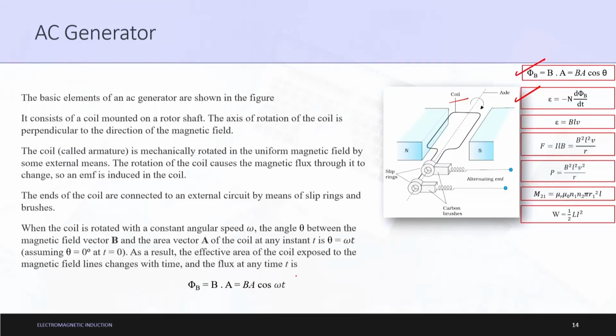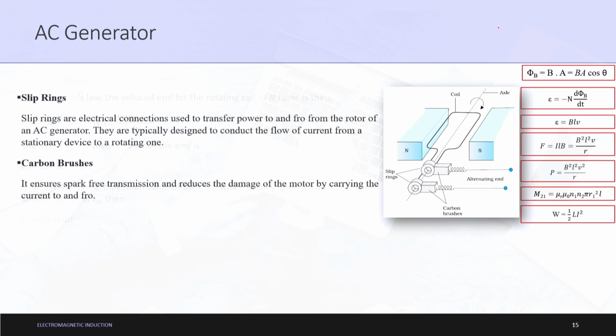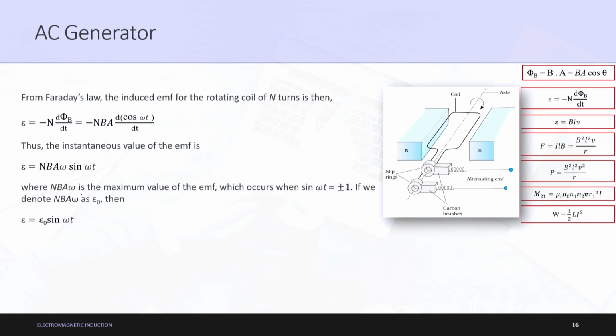So this concept is already known to us, that phi B is B dot A, which is B A cos omega t. This time we used theta equal to omega t. Then finally, we got the EMF produced: epsilon is equal to N B A omega sin omega t.